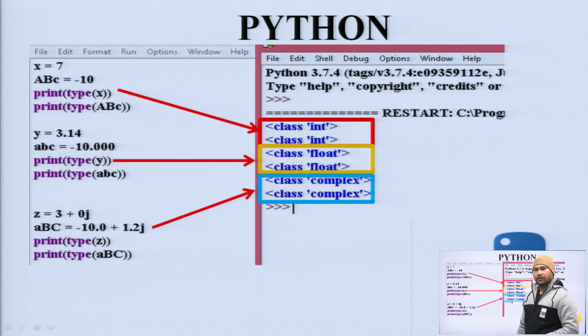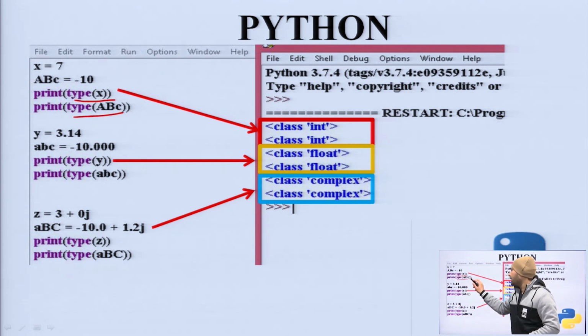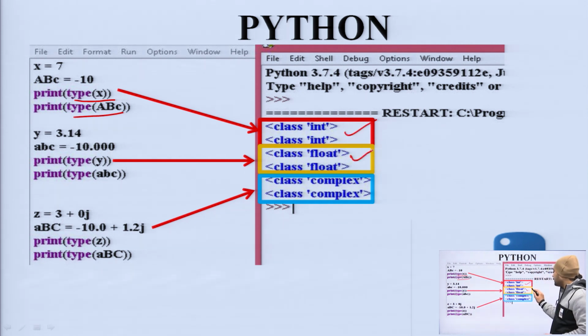Now, look at this one, it is quite familiar to you, that we are just interested in taking out the types of the data, and you can verify it, it is an integer, float and complex.